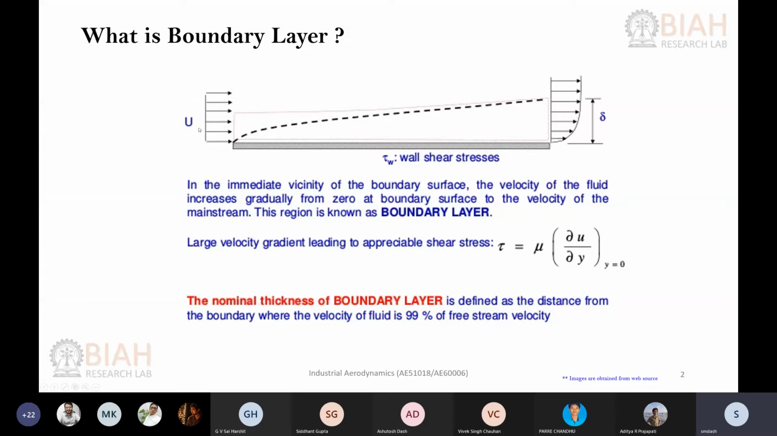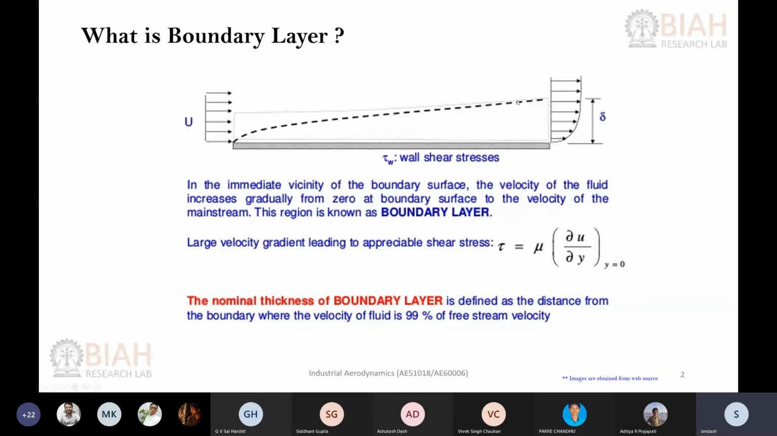Okay, so let's say that at the beginning the fluid is moving at a uniform velocity u, but when it encounters this solid surface, the adjacent fluid to the solid surface will have the same velocity as the solid. So that means it will be 0 here, and gradually it increases and attains a value which is very close to your free stream velocity, maybe 99% of your free stream velocity. Beyond that, we don't say there is any effect of the solid surface, and that can be considered as your free stream.